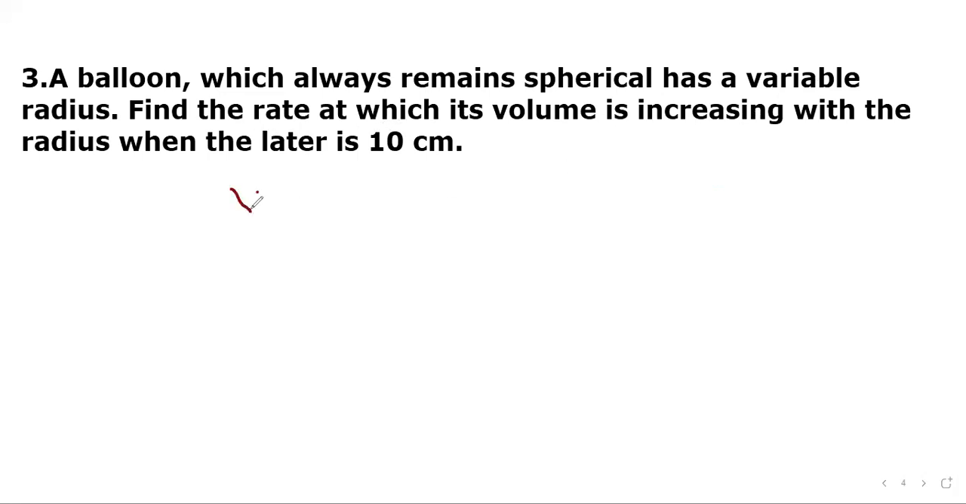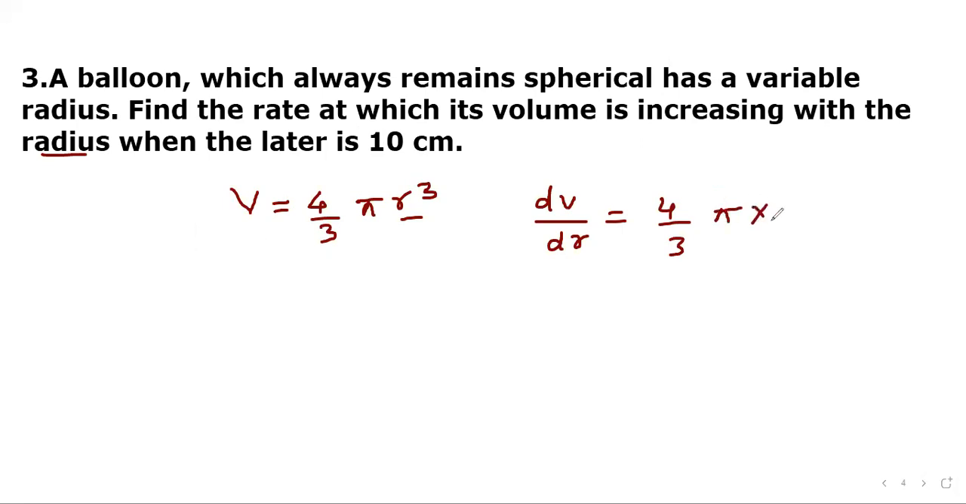So we have to consider the volume of a sphere, that is 4 by 3 pi r cube. And here the rate is to be found with respect to radius. That is, we have to find out dV upon dr. So we differentiate it. Differentiation of r cube will become 3r square. So 4 by 3 pi into 3r square. So 3 will cancel out. And here r is given as 10.